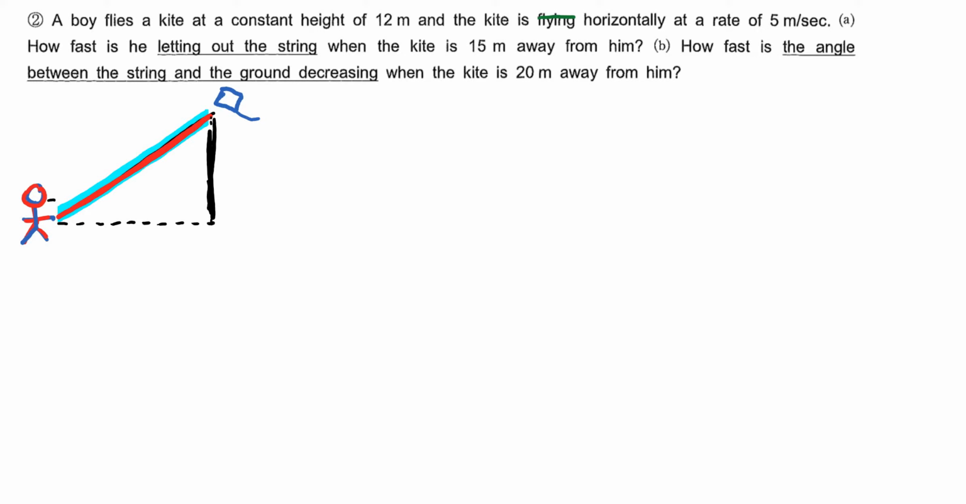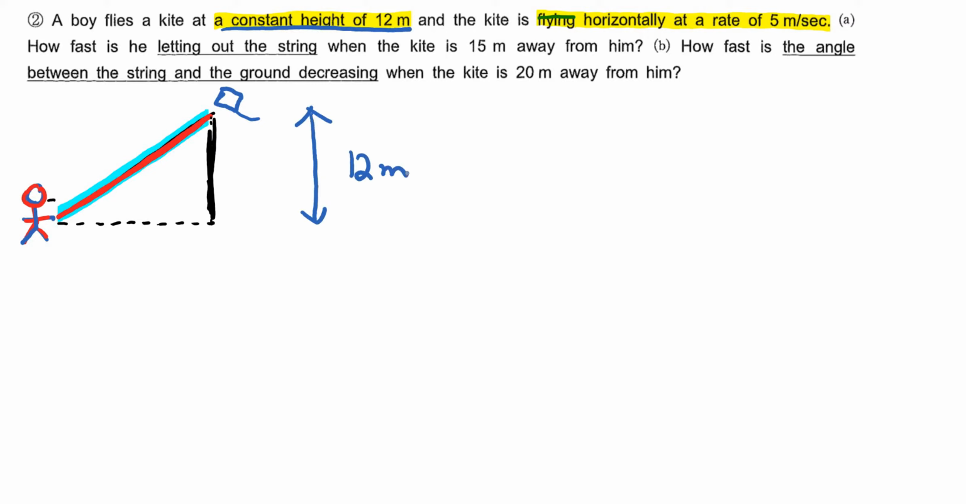Let's move on to the next related rates problem. In this next example, a boy flies a kite at a constant height of 12 meters, and the kite is flying horizontally at a rate of 5 meters per second. Okay, so if the kite is flying at a constant height of 12 meters, that is being represented by this distance right here. So that vertical distance is 12 meters.